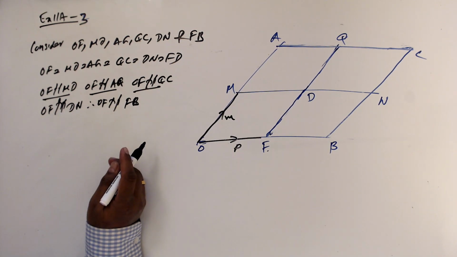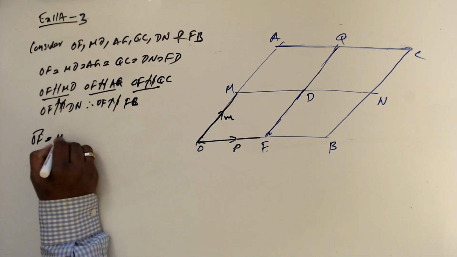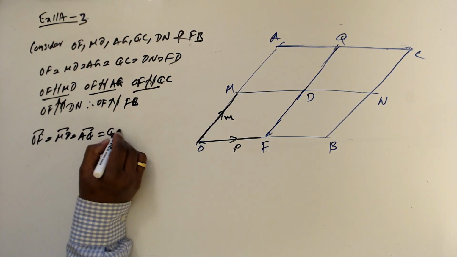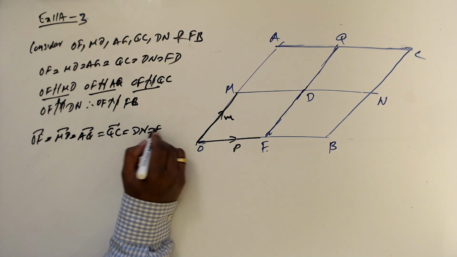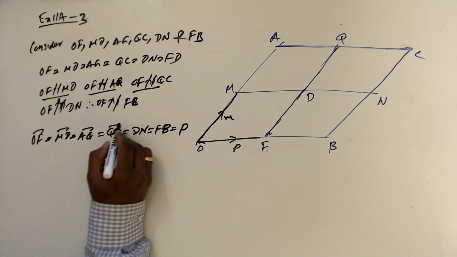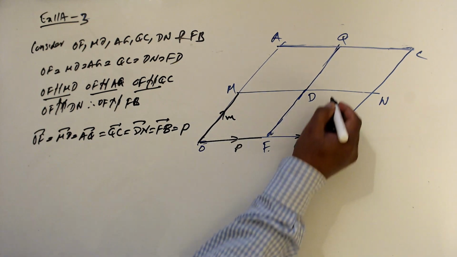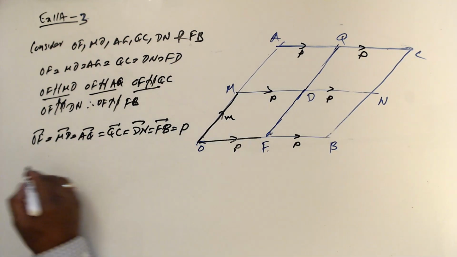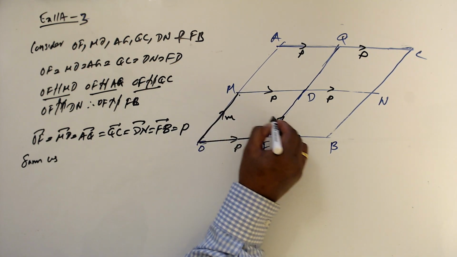Hence, OF equal MD equal AQ equal QC equal DN equal FB equal P. So they all are P now. Same as OM is M, they all are M now.